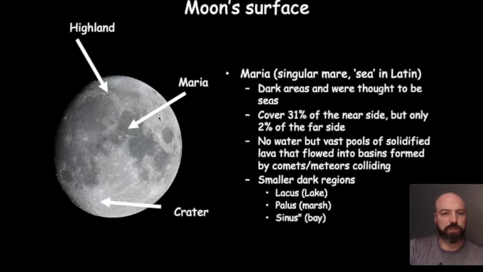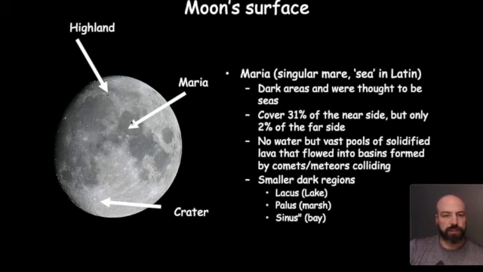Let's start with the moon's surface a little bit. There are three main areas I want to discuss. These dark areas here are called the Maria. Mare is a singular and it meant sea in Latin. So from Earth, a long time ago, they used to think that those were water or big seas on the moon. They actually cover 31% of the side of the moon that we see, but only 2% of the far side.